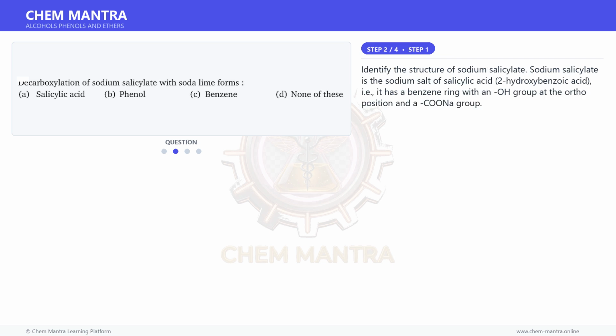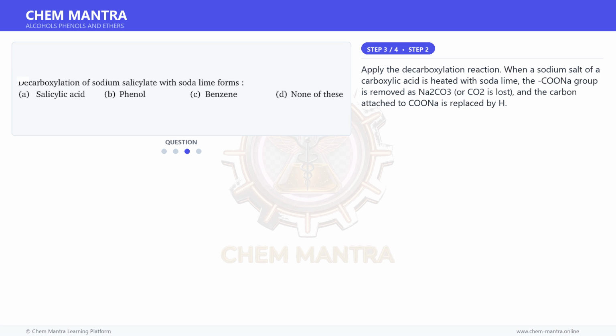Moving on to the next step. Identify the structure of sodium salicylate. Sodium salicylate is the sodium salt of salicylic acid, 2-hydroxybenzoic acid, i.e., it has a benzene ring with an OH group at the ortho position and a COONa group.